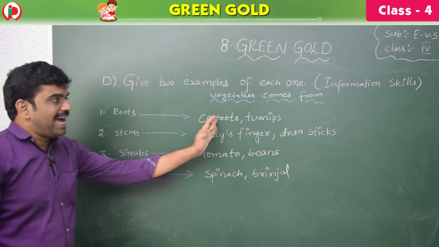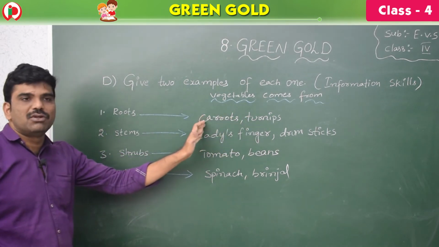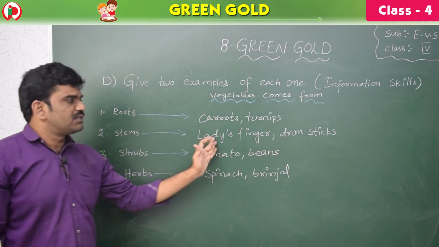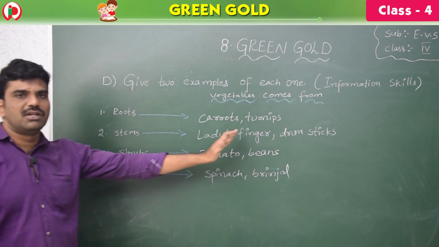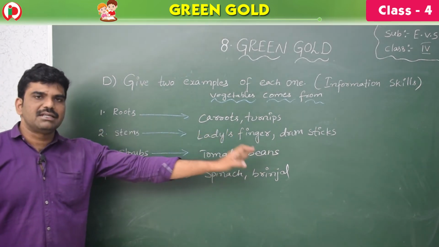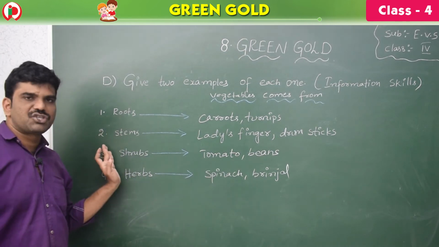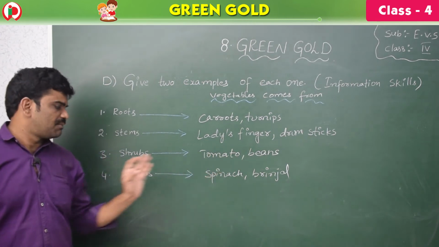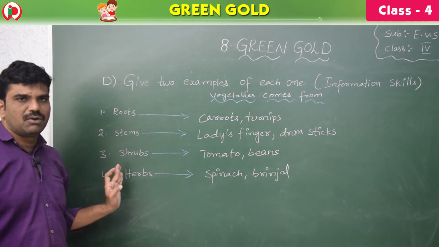Children, carrots and turnips are the vegetables which comes from roots. Lady's finger and drumsticks are the vegetables which comes from stem. Tomato and beans are the vegetables which comes from shrubs. Spinach and brinjal are the vegetables which comes from herbs. Okay, children?